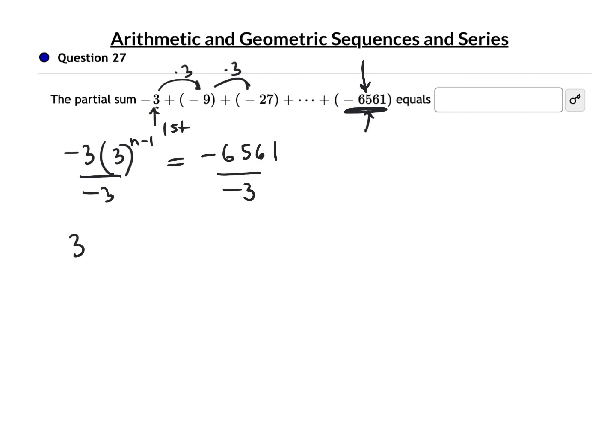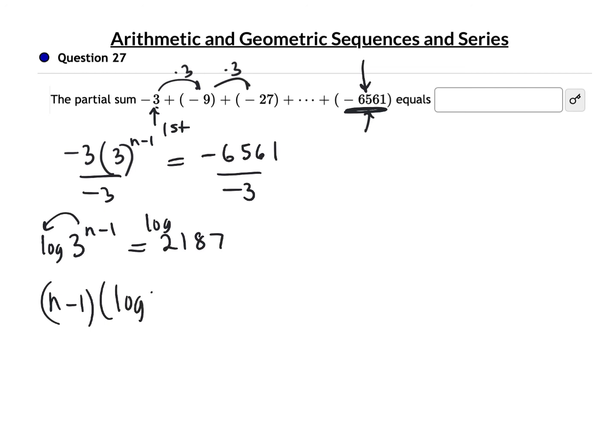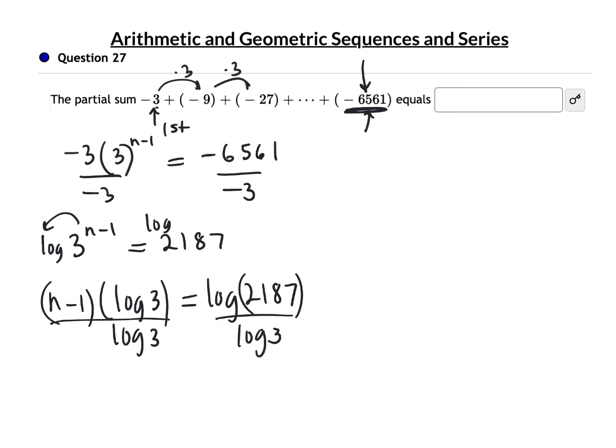I'm going to divide both sides by negative 3. This becomes 3 to the n minus 1 equals 2,187. I'm going to take the log of both sides. When I do that, remember I can move that exponent down. N minus 1 times the log of 3 equals the log of 2,187. I'll divide both sides by the log of 3. And that will cancel, and I'll have n minus 1 equals this.